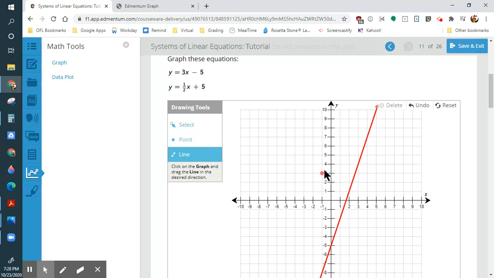Now, the next one I'm going to do here is I'm going to do this formula. I'm going to start off at 5, but in this case, I'm going to go up 1 and I'm going to go over 2. 1, 2. And I see that my point of intersection is right there.